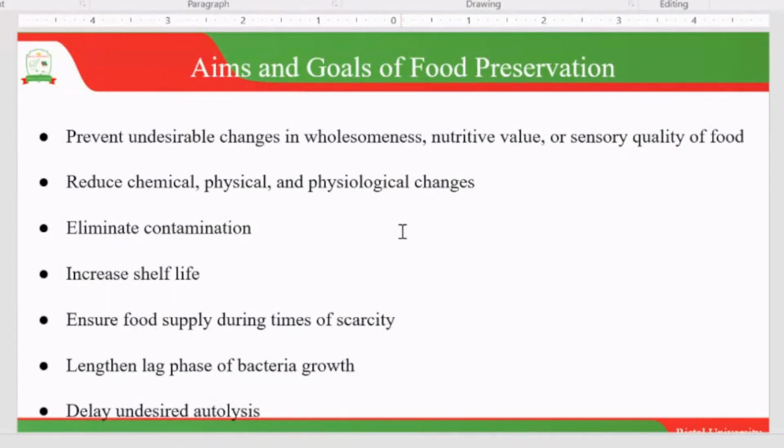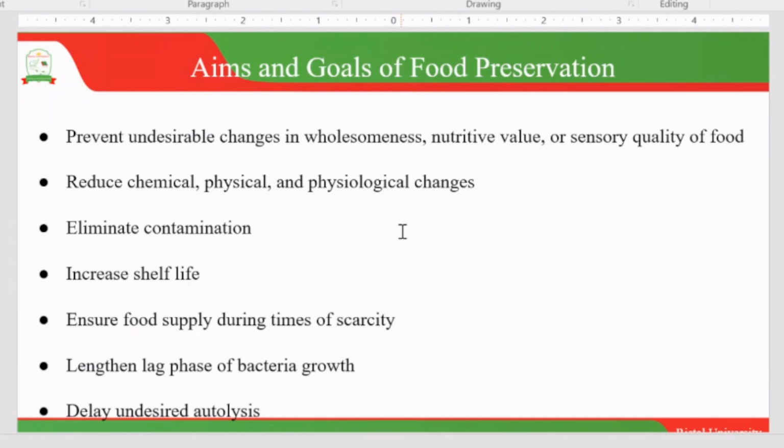Okay, we don't expect to see people getting malnourished and all those other things. Then also lengthening the life phase of the bacteria, that is, the time delay it takes for the bacteria to mature. And also delaying the undesirable photolysis.